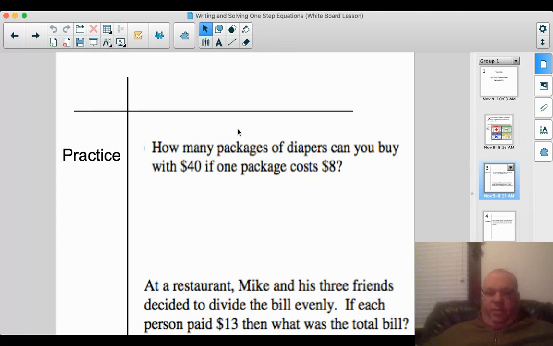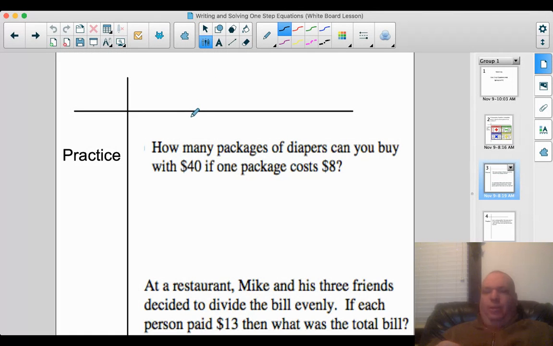So for the first one, how many packages of diapers can you buy with 40 bucks if one package costs 8? Now you might initially jump to, 40 divided by 8 is 5, so it's 5. Okay, well, you're right. But again, being able to just find that answer is not what we're after. We want to make sure we understand the process for writing an equation for when it's not obvious. So when you're writing an equation, the first thing you're going to want to do is define your variable. So you're going to decide what letter you're going to use and what it's going to stand for.